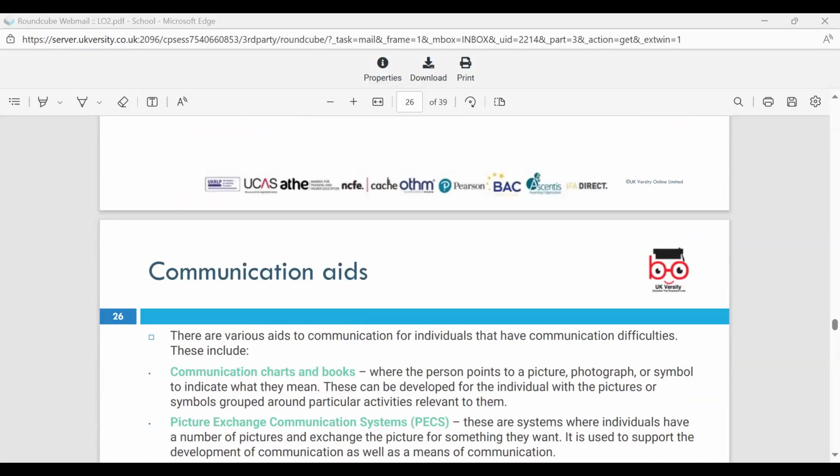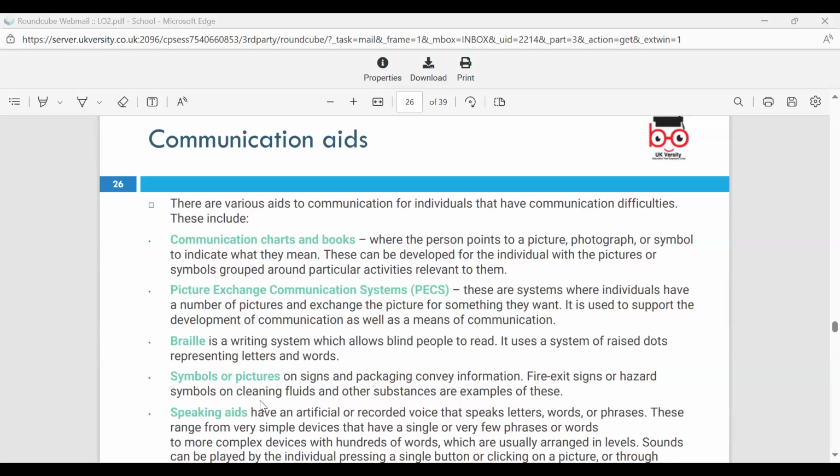Communication aids. Why are communication aids so important? Amy, why do you think communication aids are so important? Anyone? Why do you think communication aids are important? Like you have communication aids, don't you, for certain types of people? You have symbols, you have pictures, you have communication charts, braille, you have speaking aids. Why are they so important within health and social care? Who needs them?